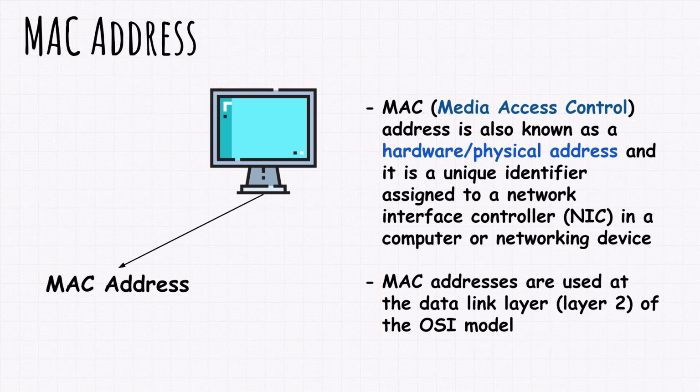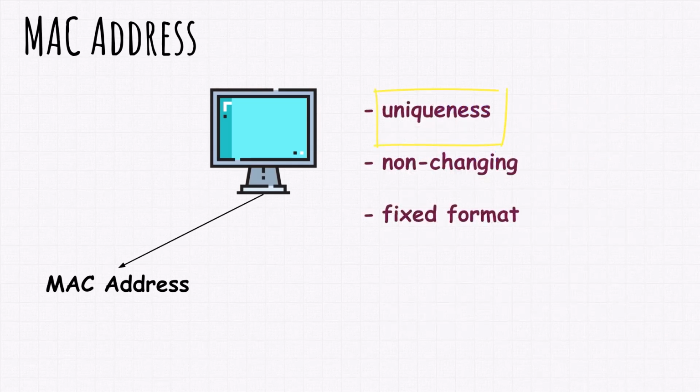Some of the key characteristics of a MAC address is, as we mentioned, uniqueness. Each MAC address in the world should be globally unique. This uniqueness is ensured by the Institute of Electrical and Electronics Engineers, which allocates specific blocks of MAC addresses to different manufacturers. Another characteristic of a MAC address is that it is non-changing.